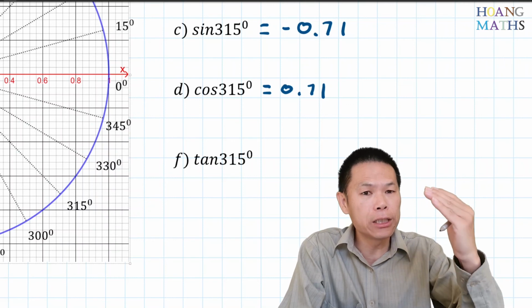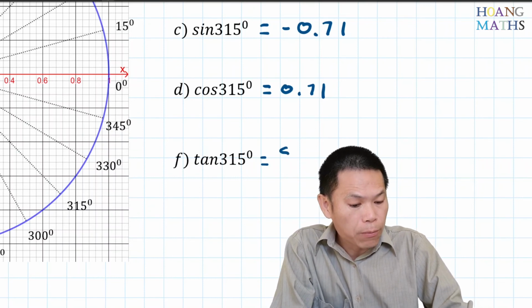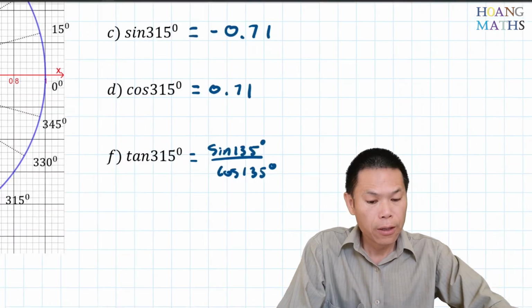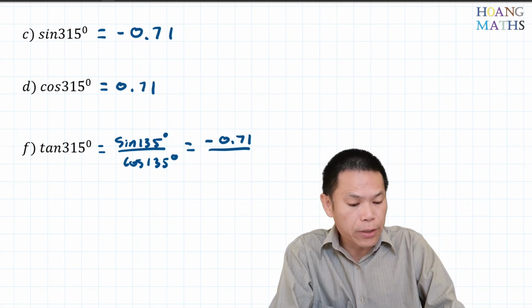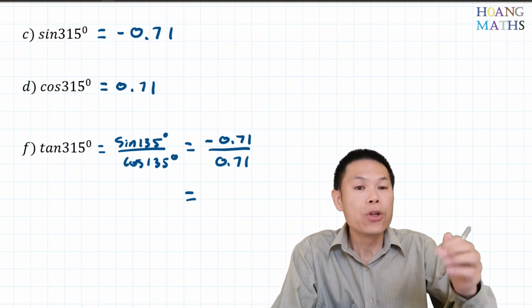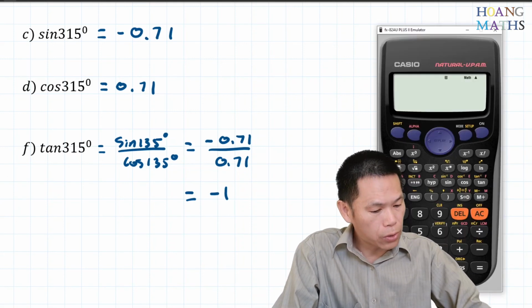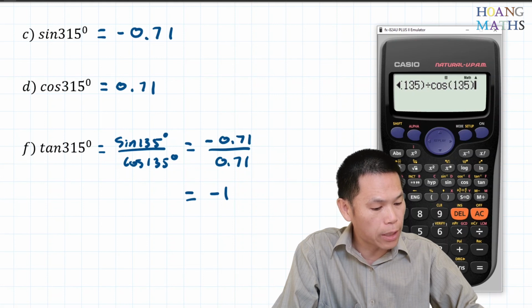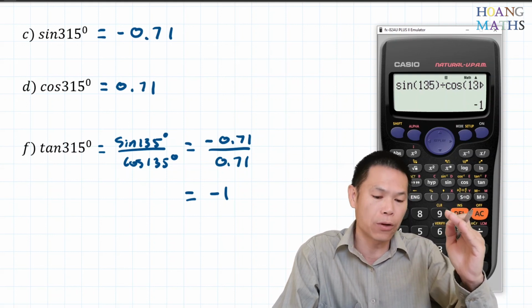Now remember, tan theta is equal to sine theta over cos theta. So therefore, sine of 315 degrees over cos of 315 degrees. But then sine of 315 is negative 0.71, and cos of 315 degrees is 0.71. So therefore, this will give me negative 1. We can always check it using the calculator. So we go sine of 315 divided by cos of 315. It should give me negative 1. If your numbers are slightly different, it doesn't really matter, but it should be very close to negative 1. So that's it.